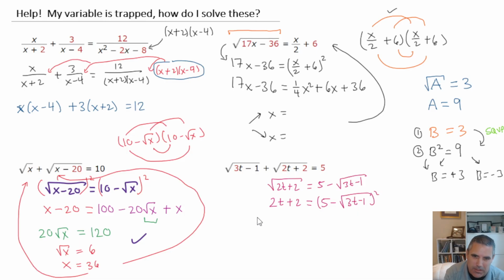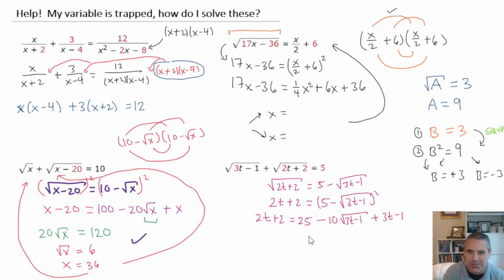So now I have to monkey face or FOIL that out. Hopefully you're getting better and better at monkey facing, because the better you can get at that, the easier this will all get. That's the first thing squared. It's double the product of those two things. And it's the last thing squared. So it's going to be 3t minus 1.